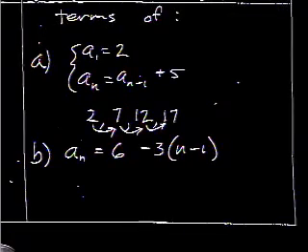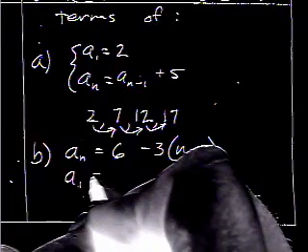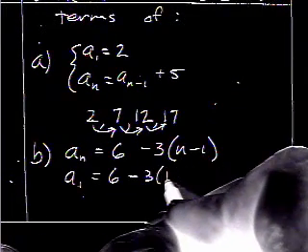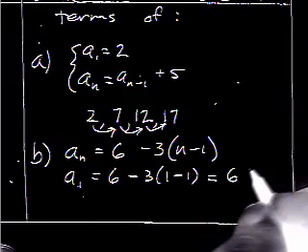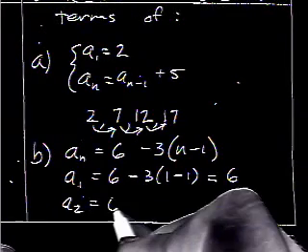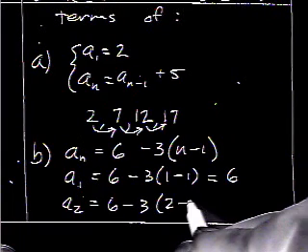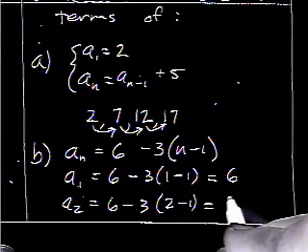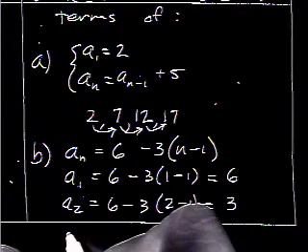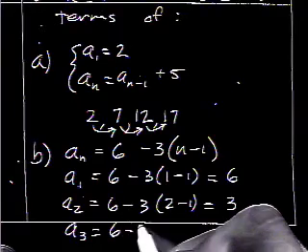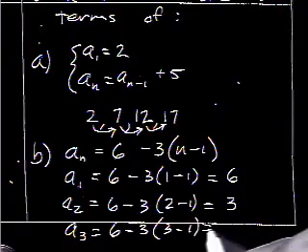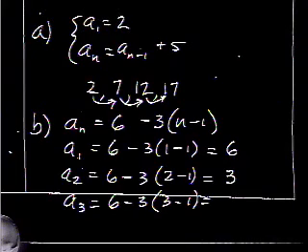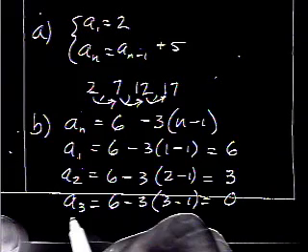Well, in the next one, if I want to find the first term, I plug in a 1. And if I want to find the second term, I plug in a 2. So what do we got there? 1 times negative 3 is negative 3. To find the third term, plug in a 3. So what do we have there now? 2 times 3 is negative 6, plus 6 is 0.